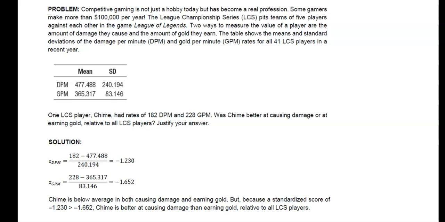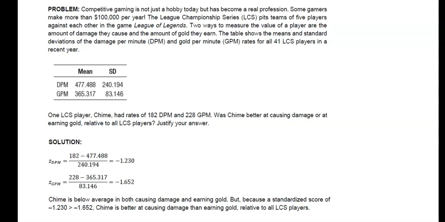One LCS player, Chime, had rates of, do you all know who Chime is? Had rates of 182 DPMs and 228 GPMs. Was Chime better at causing damage or earning gold relative to all LCS players? Justify your answer. Actually, it's kind of an interesting question. So what's his secret? Evidently, Chime is a pretty good player. So is it because of his DPMs or his GPMs? Which one is he better at?